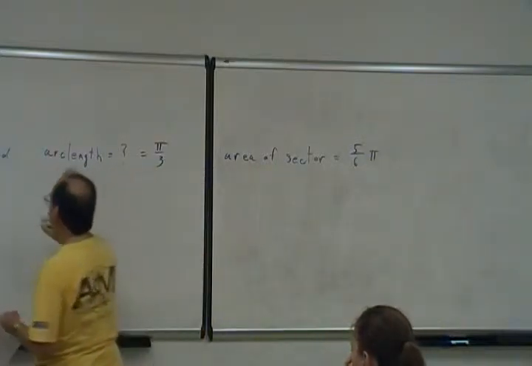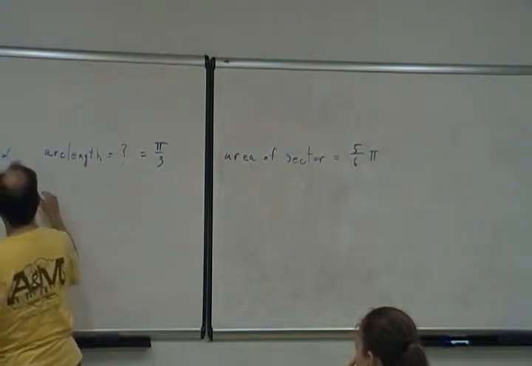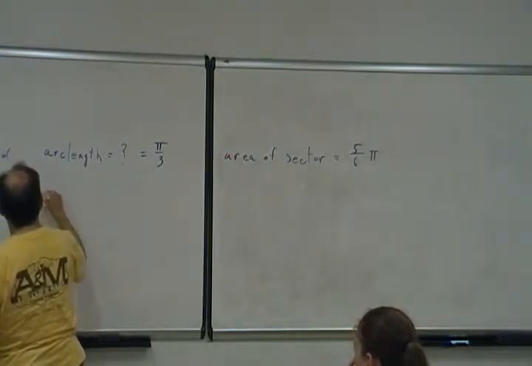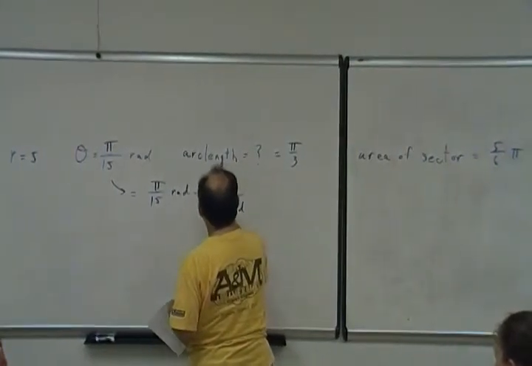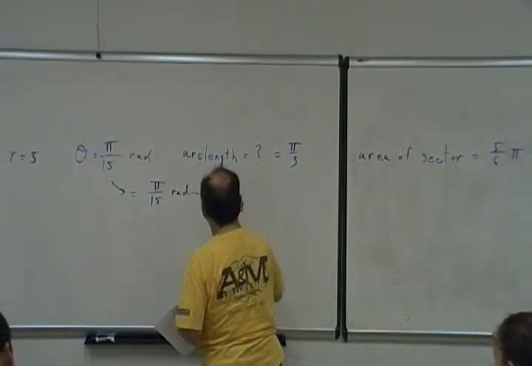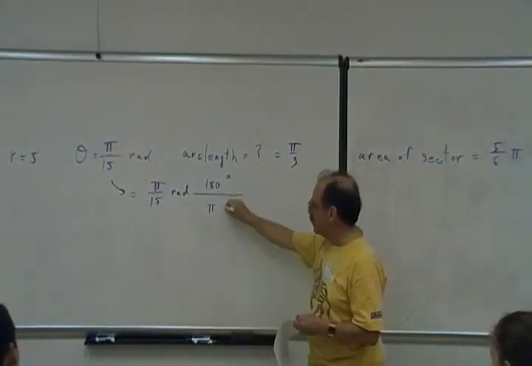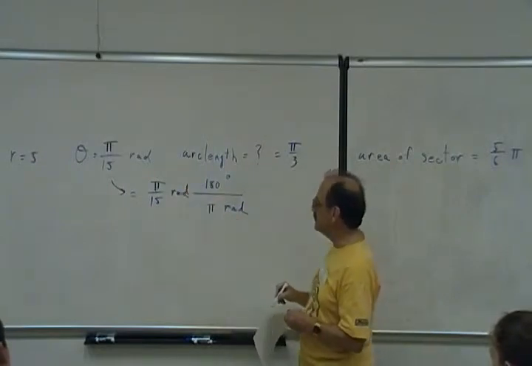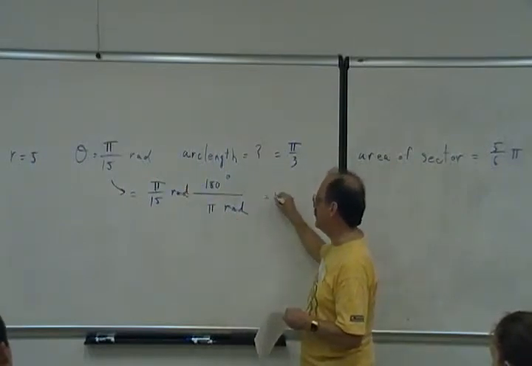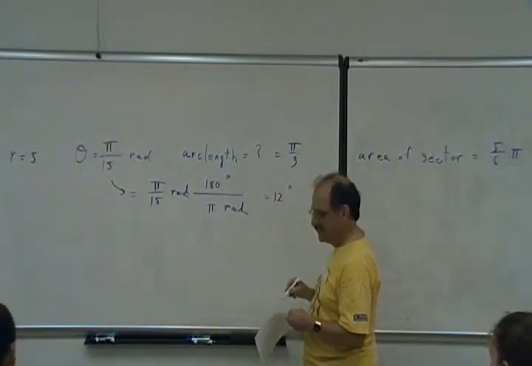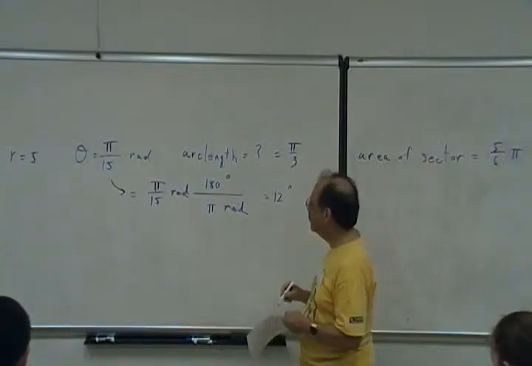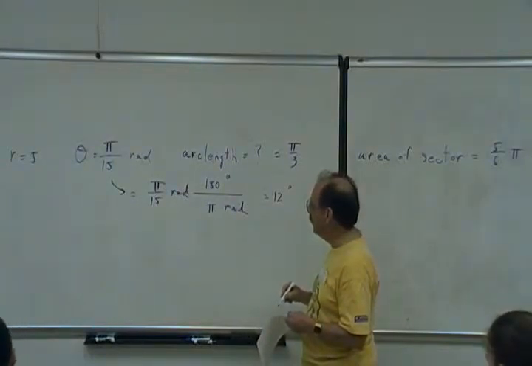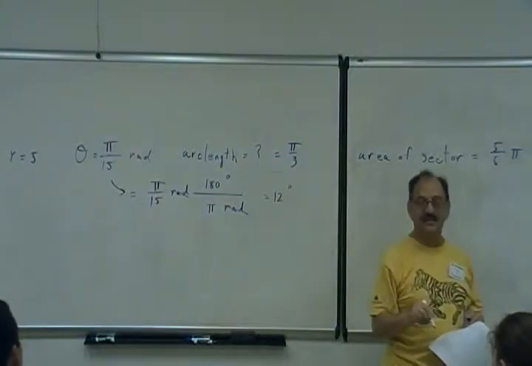In degrees. So pi over 15 radians. We can multiply by a fraction which has radians down there. Pi radians is 180 degrees. That's 1, and the radians cancel. The answer is 180 over 15, which is 12 degrees. Is that right? Yes, 12 degrees. So then what did you do?